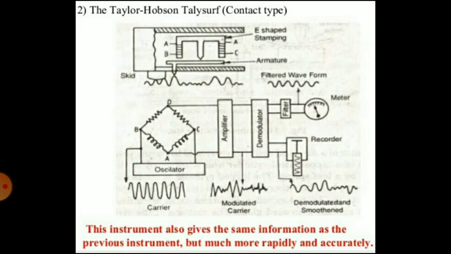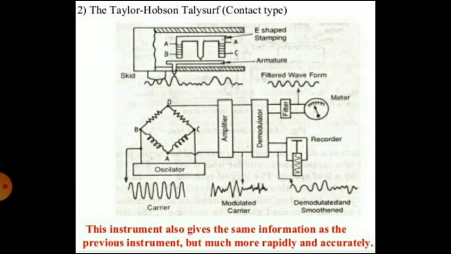Then there is an armature which carries the stylus, and there is a measuring head, and at the bottom of the measuring head the skid is placed, and there is a stylus placed at the bottom of the armature which can be moved over the work surface. So this instrument also gives the same information as the previous instrument but much more rapidly and accurately. And at the bottom you can see there is a bridge circuit and electronics that is used to obtain the results.